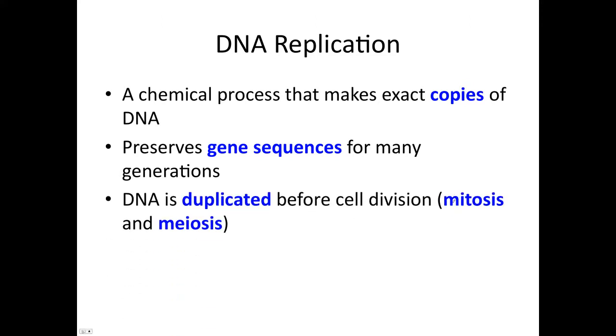DNA is replicated or duplicated most often before we divide a cell. So both in our body cells, which is through mitosis, and through our sperm and egg cells through the process of meiosis, which we'll learn about much more in detail later.